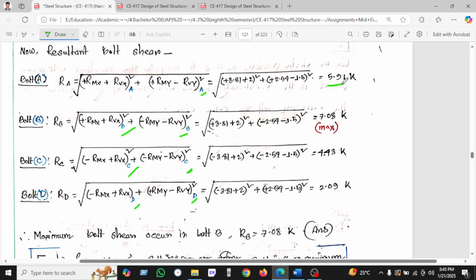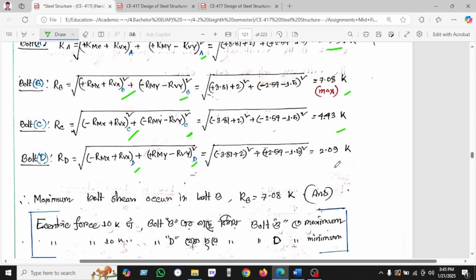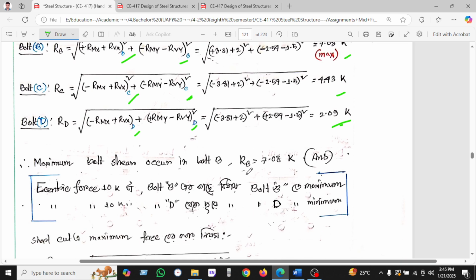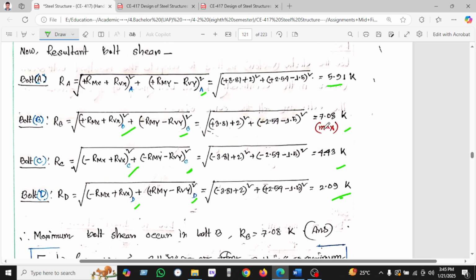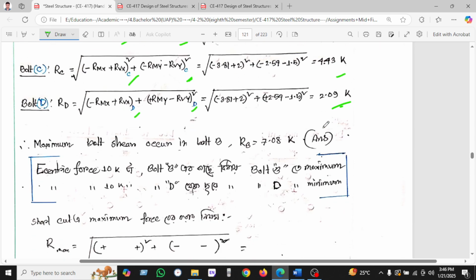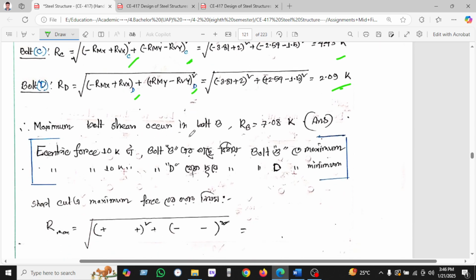Calculating, we found 5.31 for A, 7.08 for B, 4.43 for C, and the last one, we have found 2.09 for D. So the maximum is found for B, 7.08. So the maximum shear occurs at B, which is 7.08. So this is our answer. Okay.